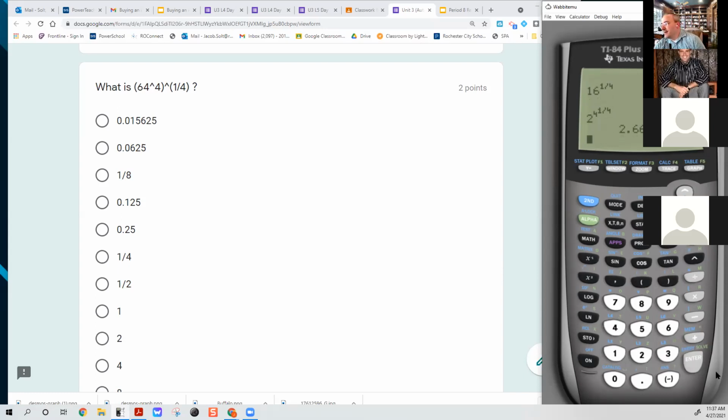Wait, what did I do there? I need to put it in parentheses, don't I? 2 raised to the 4th power, and I need to insert parentheses there. And if I raise this to the 1/4 power, then I should get 2 again, right? Okay, so I need some parentheses in there. I'm not sure why the calculator didn't like it the way I did it before, but all right. Okay, so the 64 raised to the 4th, but then raised again to the 1/4.